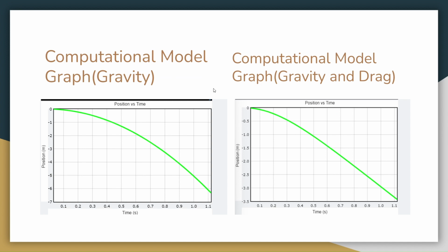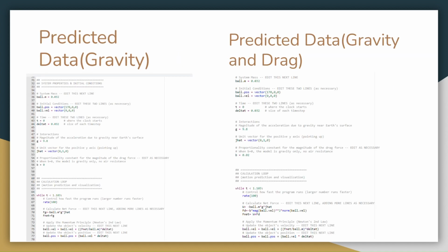And here are the computational model graphs. So we have one with gravity and one with gravity and drag. The one with gravity and drag straightens out at the end compared to the one with only gravity. This is because drag has an influence over this model.